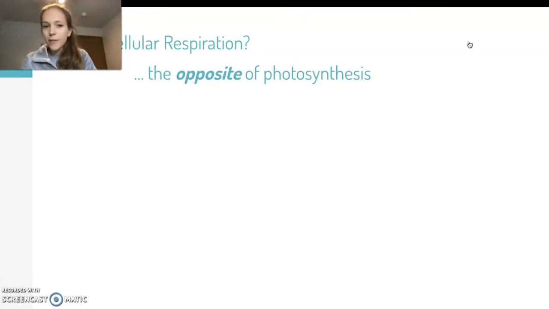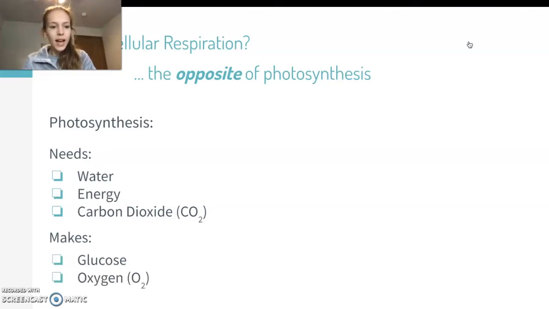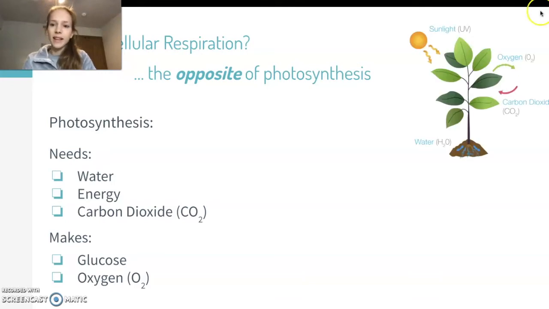Well, you know about photosynthesis, and it turns out cellular respiration is the opposite. So let's take a look at photosynthesis. We had some things we needed. Those were water, energy from the sun, and carbon dioxide, CO2. And some things that we made, which were glucose, that sugar or the food, and oxygen gas. And it kind of looked something like this.